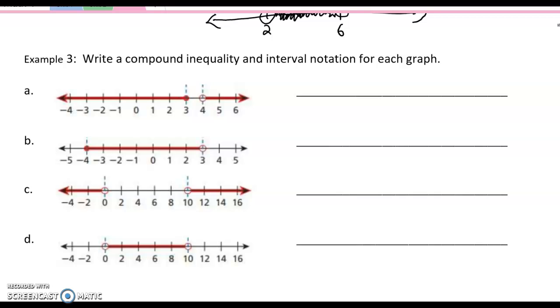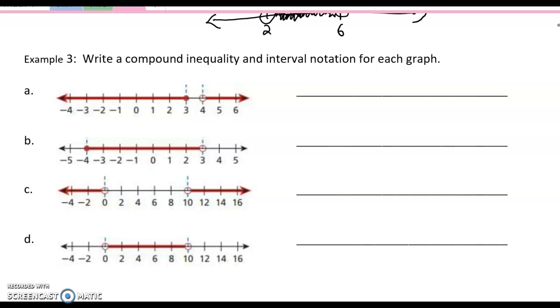All right, moving on to example 3. Here we're given the graph, and we're asked to write the compound inequality and the interval notation. So again, recognition of an association of these different graphs with the compound inequalities is key. So we see here for part A that this graph is split. So which compound inequality do you think we're going to associate with this split graph? All right, if you said or, then you are correct.